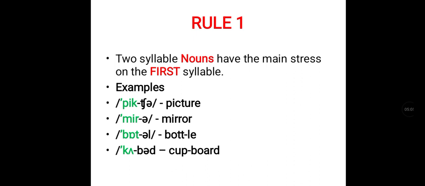Rule number 1. Two-syllable nouns have the main stress on the first syllable. Example, we have the word picture. The stress is on the first syllable. Mirror, the stress is on the first syllable. Bottle, stress is on the first syllable. Cupboard, which is a compound noun, the stress is on the first part. So remember that two-syllable nouns have the main stress on the first syllable.